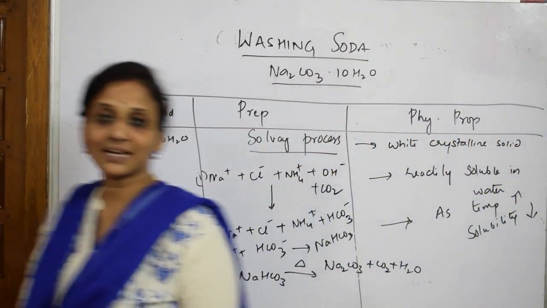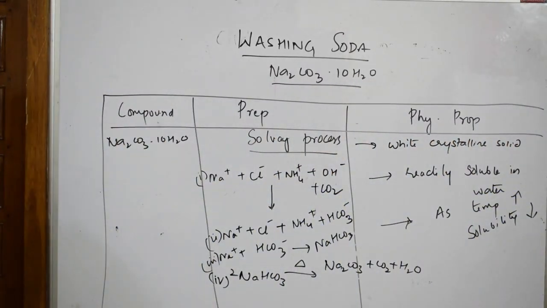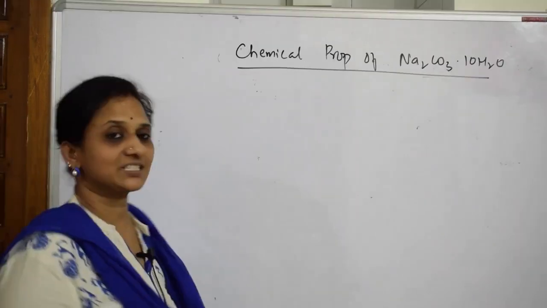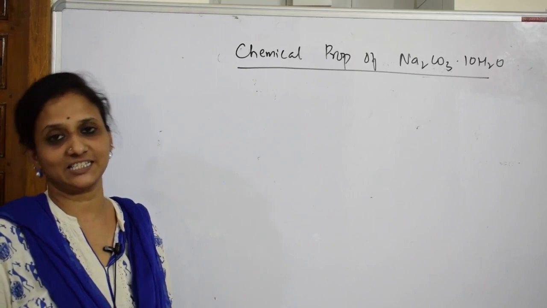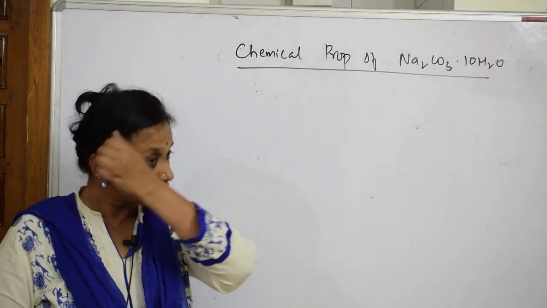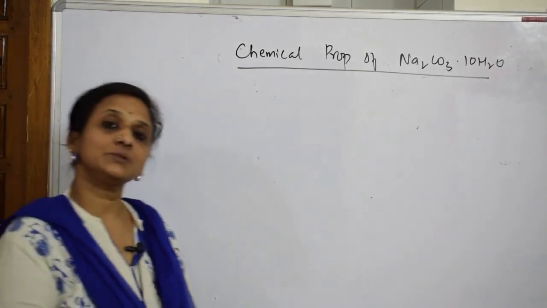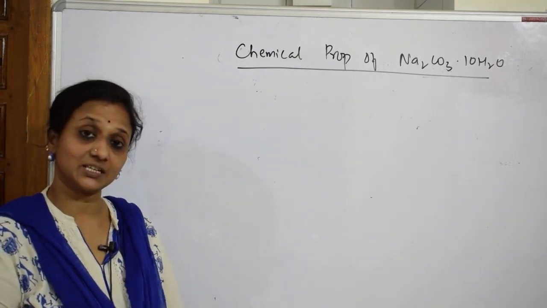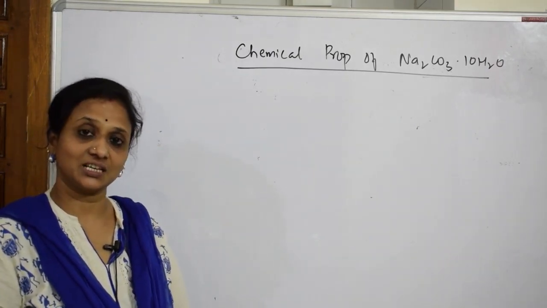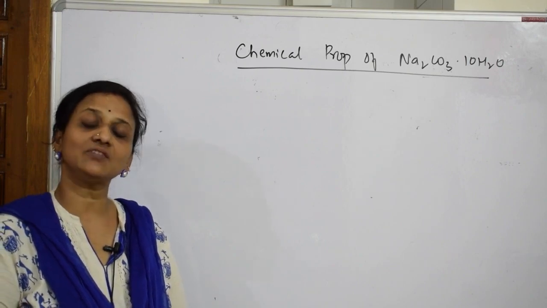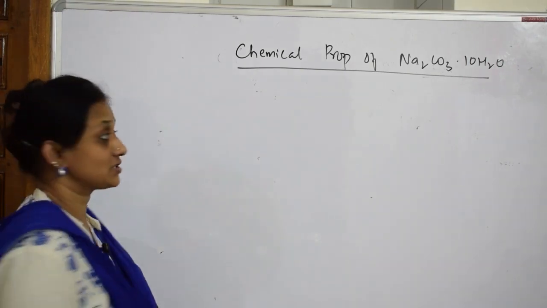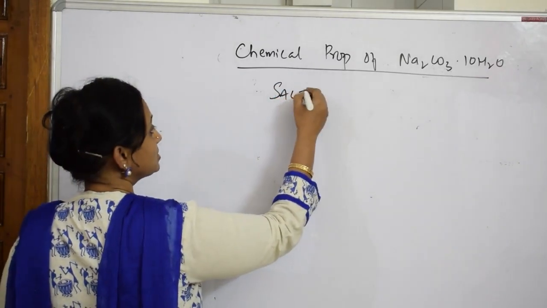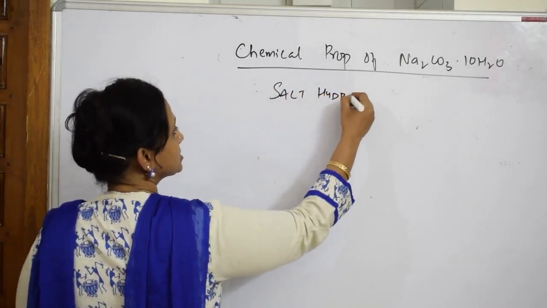So let us come back and start with the chemical properties. Again, let us see the reasoning and equations. In washing soda, the first important thing is that sodium carbonate does not react directly with water. So how is it reacting? It reacts only by a process called salt hydrolysis. Let us see that. Salt hydrolysis.